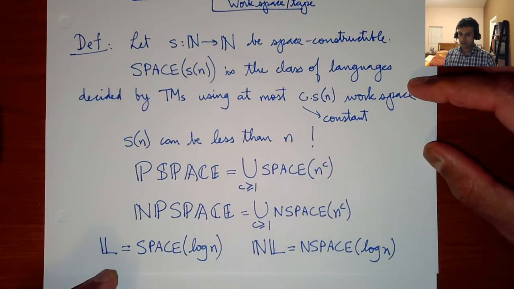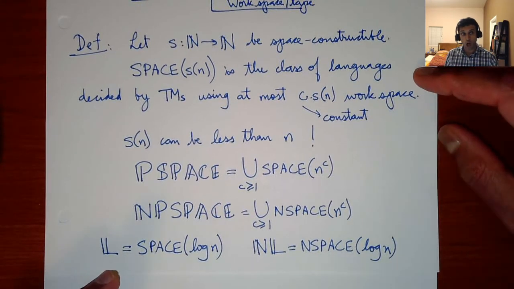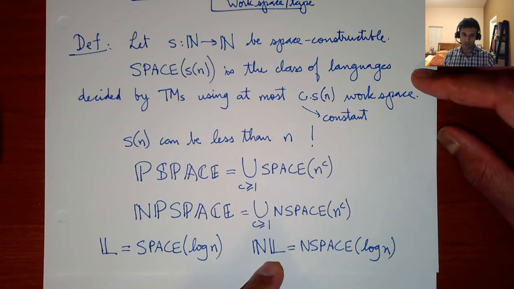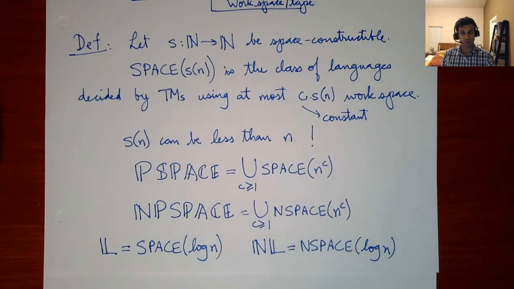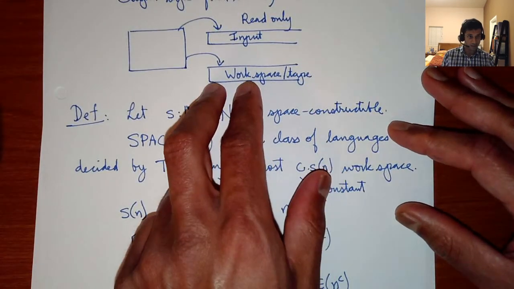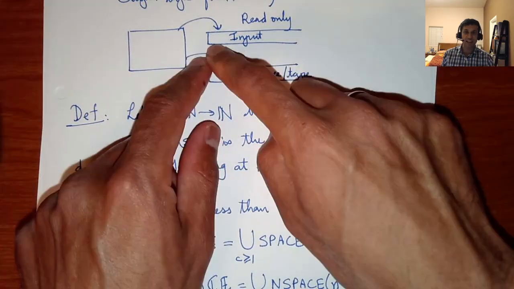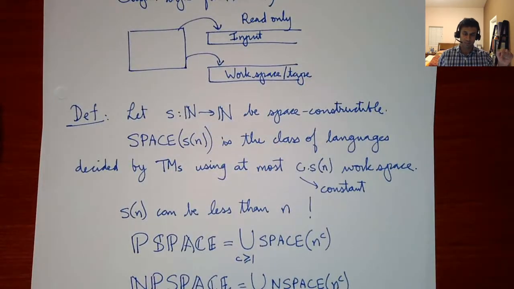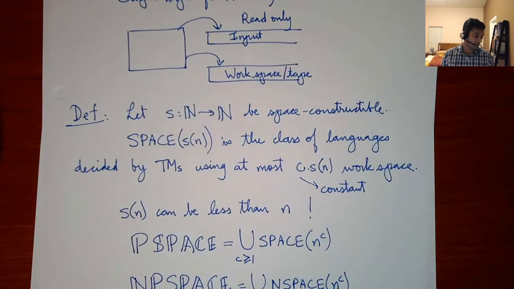And so we can define this class called L, which is log space, and NL, which is non-deterministic log space. So essentially, they only have enough space to store the index of where the head is. Does that make sense? So the head index can be stored, but that's it.